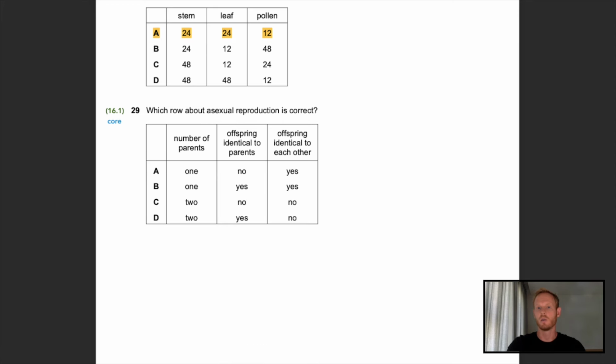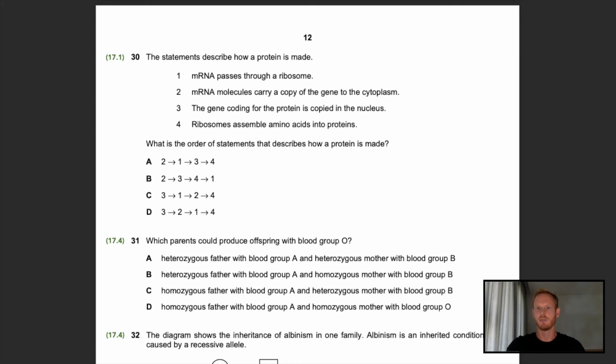Question 29. Which row about asexual reproduction is correct? So asexual reproduction is a process resulting in the production of genetically identical offspring from one parent. So one parent and offspring will be identical to the parent as well as each other. So the correct answer here is B. Question 30. The statements describe how a protein is made.